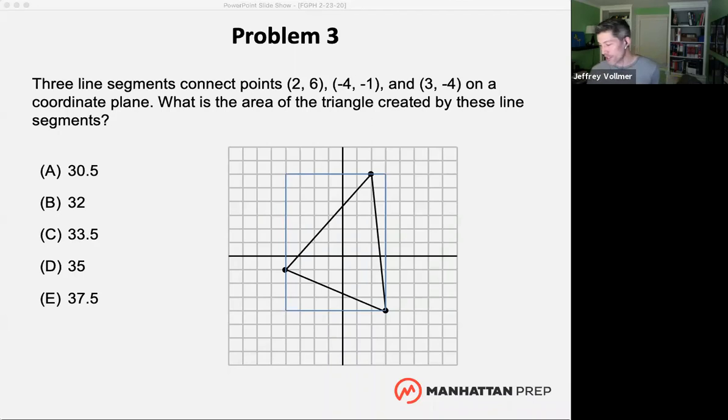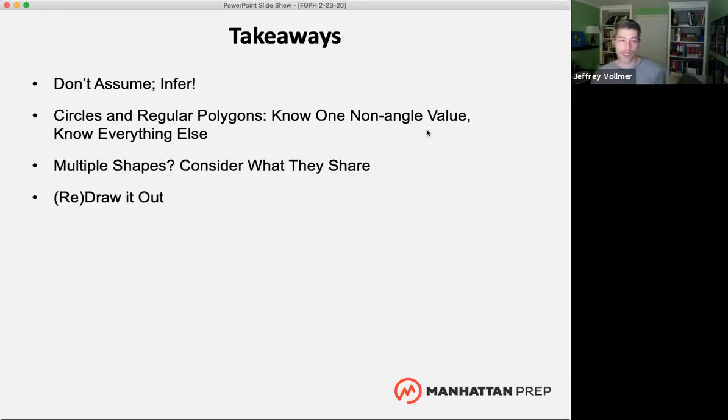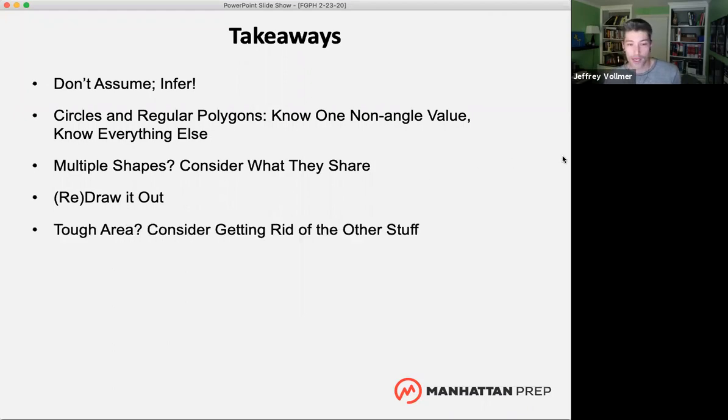Okay, cool. All right, let's move on from here. Let's go ahead and add a couple more things to the takeaway list. So on geometry problems, generally a good idea to draw them out, or if they've already given you a shape, to redraw it. So a good move. And on the coordinate plane, this is especially useful. And then if you have an ugly looking area, one thing to do is consider getting rid of the other stuff instead of directly solving for the really hard area. Like figure out the areas of 3 easier pieces, which is kind of what we did.